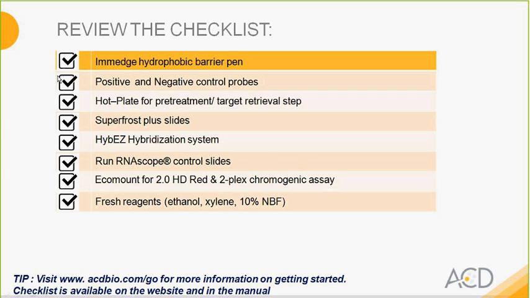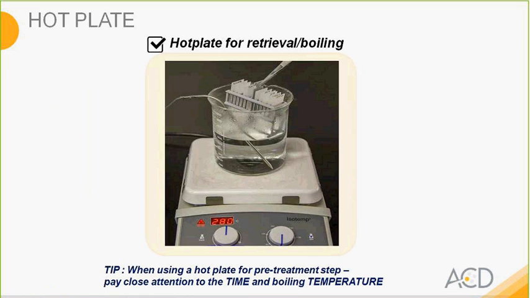Here are some of the reagents and equipment that we recommend for a successful run with RNAscope. Some of them include SuperFrost Plus slides, hybridization oven, and of course, using positive and negative control probes. We'll review some of these in the next couple of slides just to reiterate the importance of these reagents and equipment. The first is the hot plate, which is used for epitope retrieval. And the important thing to pay attention to is time and temperature. These are key to prevent overdigestion or underdigestion.